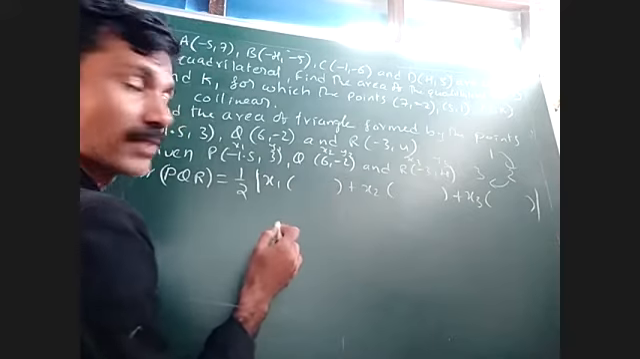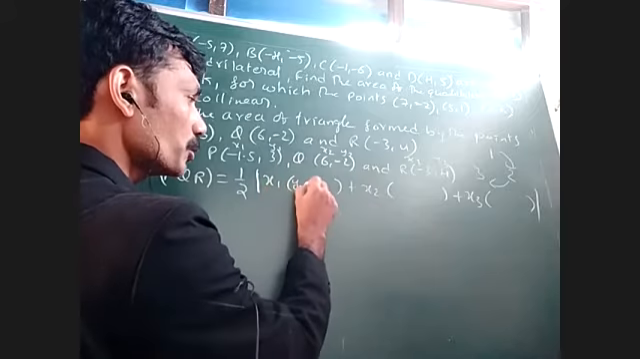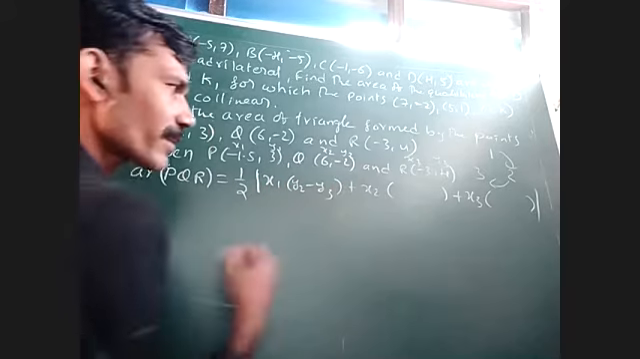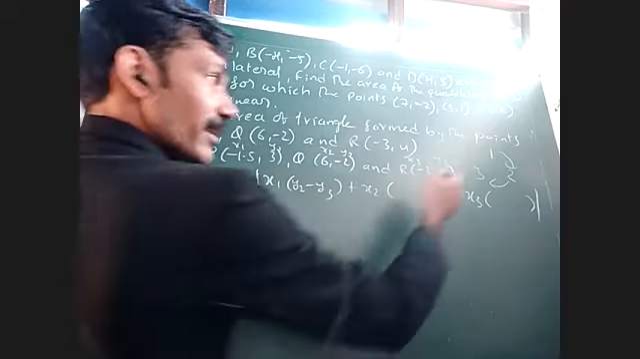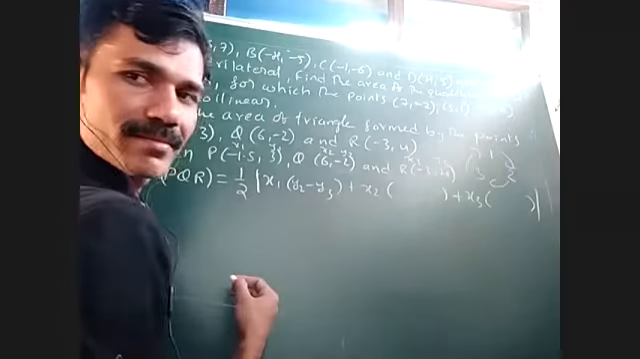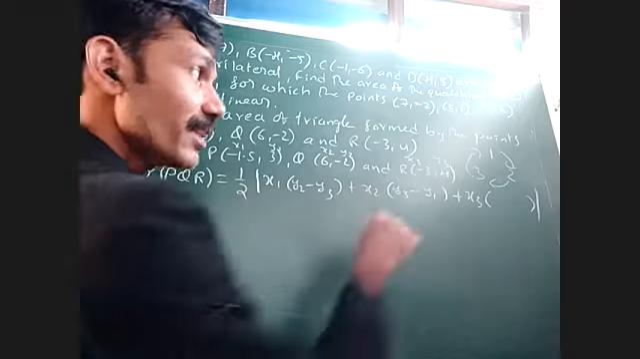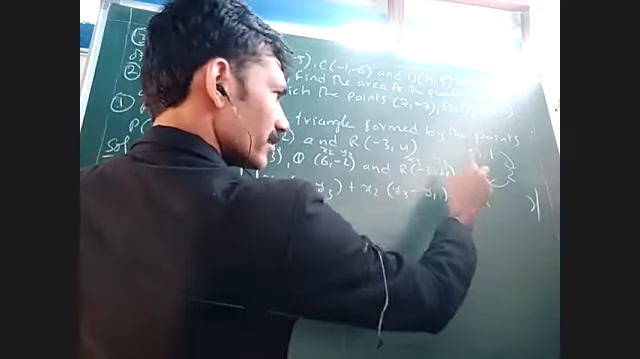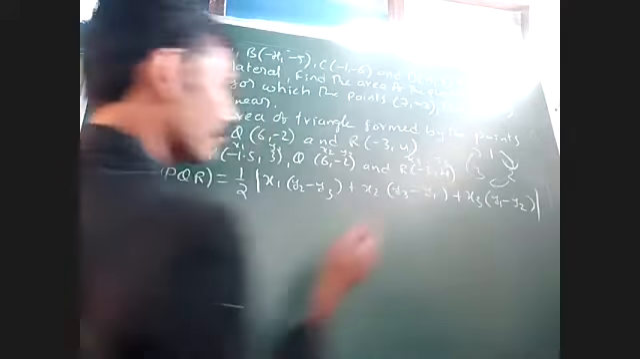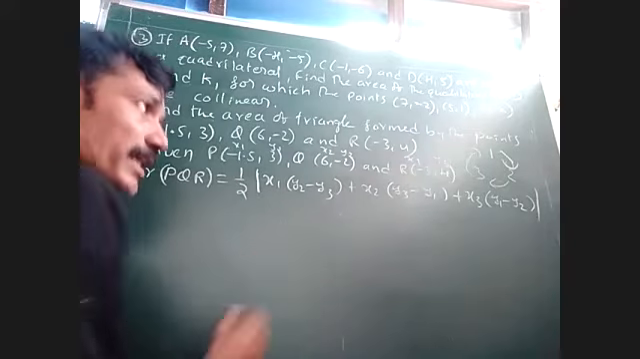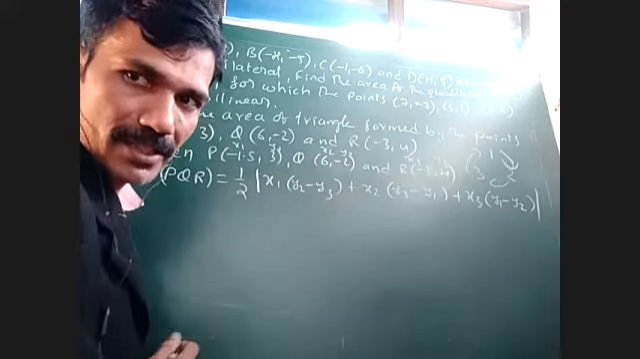Here we wrote the abscissa values, and inside, the ordinates values will come, as a difference of two terms, cyclically. Here 1 means next 2, 3 will come, that means y2 minus y3. Next, for x2, after 2 we have 3 and 1, so y3 minus y1. Next, for x3, after 3 comes 1, 2, that means y1 minus y2. This is the formula: half of x1 times (y2 minus y3), plus x2 times (y3 minus y1), plus x3 times (y1 minus y2). It is a cyclic expression.